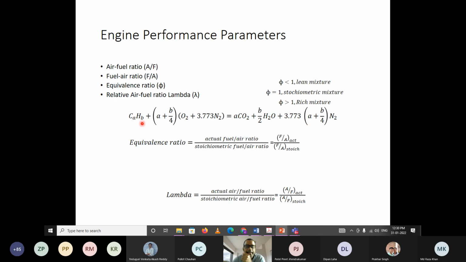And then we can calculate how much fuel and how much air will be required to burn one unit of the fuel, and that ratio gives us the air fuel ratio.